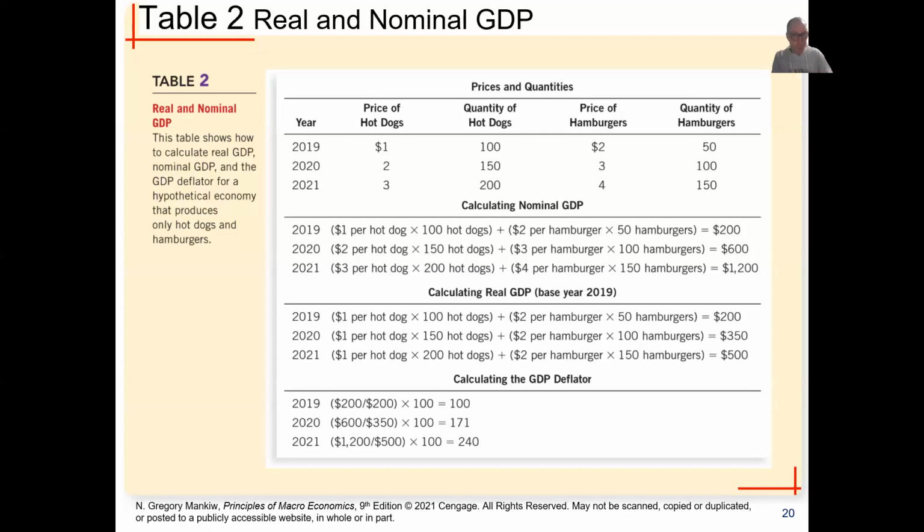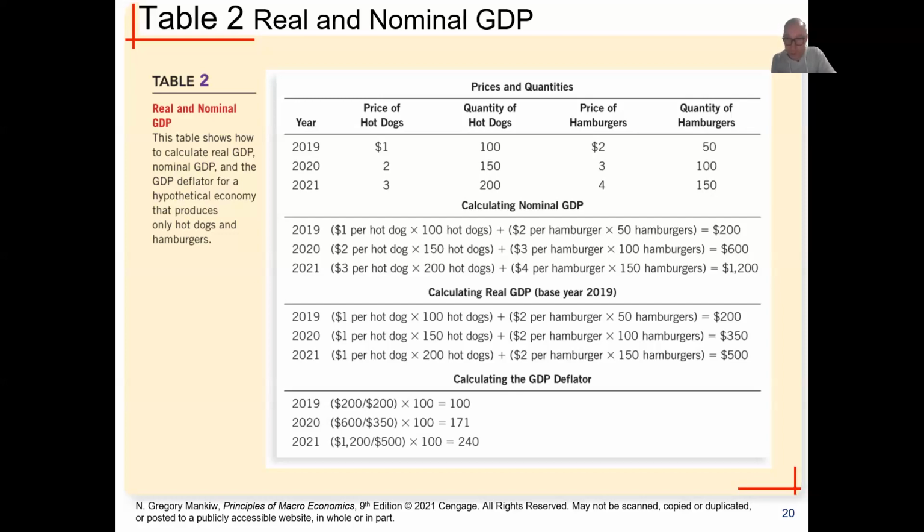A deflator shows us how we would, I'm going to say this funny, how we would deflate the nominal GDP. In other words, how do we get the nominal GDP closer to the real GDP? Use a deflator, you see? Because in the nominal GDP, you see that the numbers are higher, right? 200, 600, 1200. How do we get that closer to the real GDP? Use what's called a deflator.